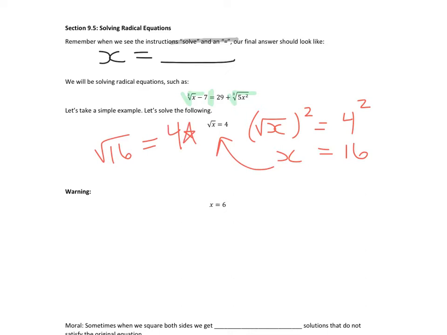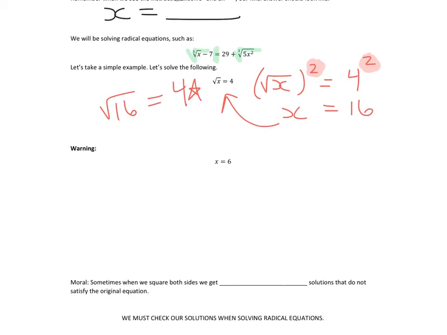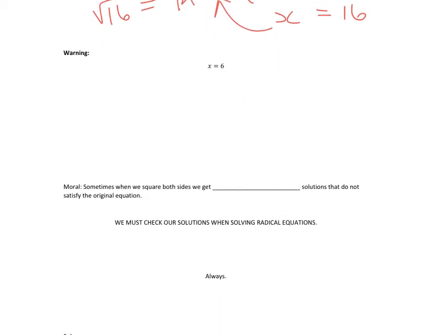When we square both sides, that's an operation we haven't done before. We've added a number to both sides, we've multiplied the same number to both sides, but we've never squared both sides of an equation. And it comes with a warning. Let's consider this really basic example, x equals 6. We're going to square both sides, and we're going to solve.